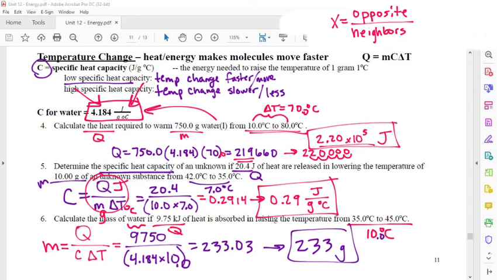So hopefully these calculations aren't too hard. Really what we need to be able to do is tell when to use each equation. So look for that temperature change. If it's giving you temperatures changing, then that has to be this equation. If it's not, it's Q equals mH. So we'll build on this in class next time. Hope it's not too hard on its own.